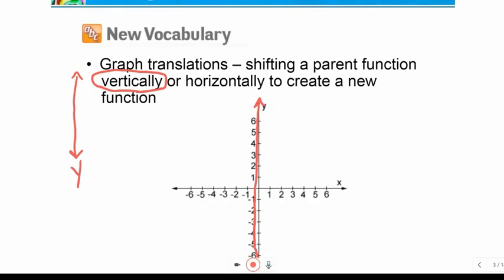So those, when we look at them, are going to be outside of our function, our f of x or our y. A horizontal shift is going to be along the x-axis. So that's going to move based on where the x is. Okay, so you have vertical, which is our f of x, and then we have horizontal, which is just the x value. So we're either moving left and right, up and down.